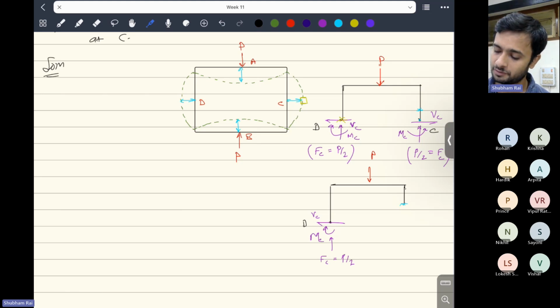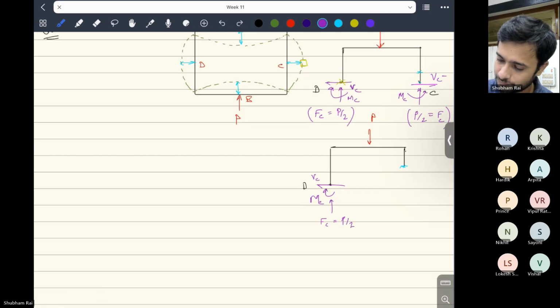Now here there will be one moment acting. So due to VC, it will be VC into this length, and that will be in the same direction as MC. Let's say this distance is X, so it will be MC plus VC into X. So from this analogy, you cannot say that your moment will be MC only. It has a component VC into X. Anyway, from the first analogy only, you can say that VC will be zero.